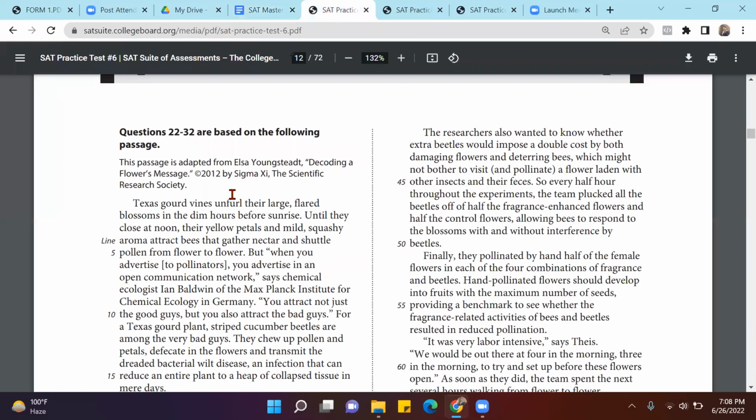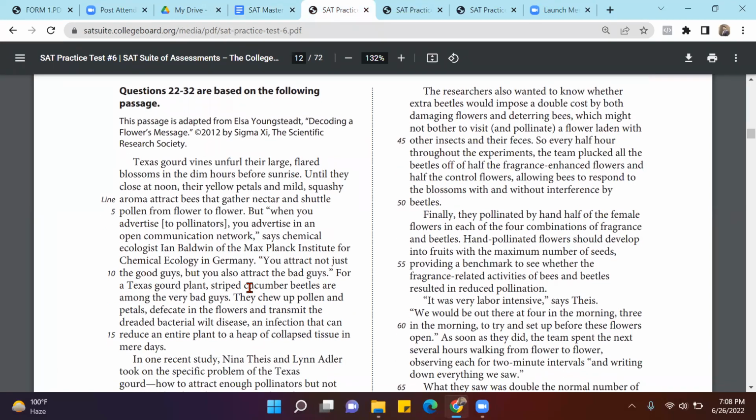Let's have a quick look at this passage. If you read the first paragraph here, you can pause and read it yourself. You'll see that they talk about the premise, the background to the whole study, that there are Texas gourd plants and they have limited odor. The reason is that the same odor attracts the bees, which are good, and the beetles, which are bad. So a flower not just attracts the good guys, which are bees, which help with pollination, it also attracts the bad guys, which are beetles. So the premise is given here.